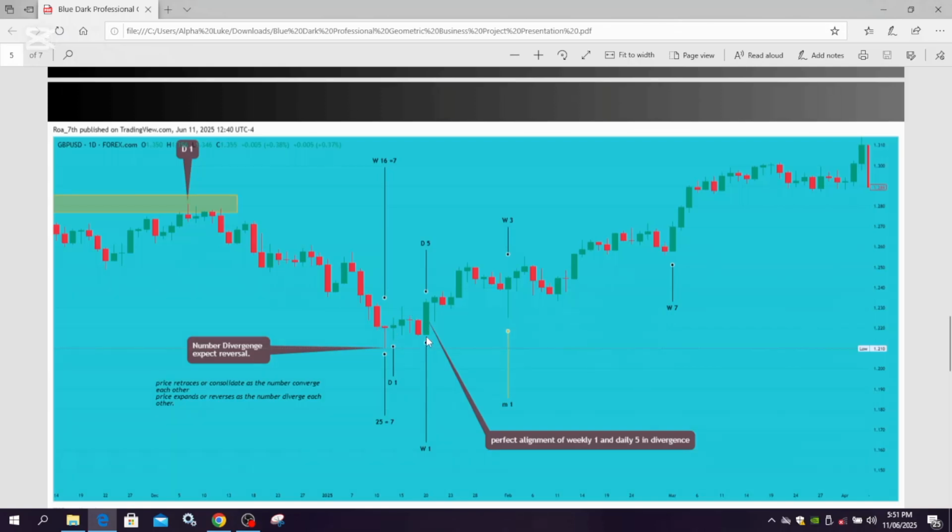5 right here simply means that this number and this number are in divergence to each other, and so we should be expecting a perfect alignment, where the weekly 1 and 5 daily are in divergence with each other. That's to tell you that a move is about to occur that's completely against this current move that's lower. It switches trend. If we were retracing, expect a move away from it. A change in direction occurs when you see these numbers diverge. When these numbers diverge, a change occurs. If we're going lower, expect to start going higher.